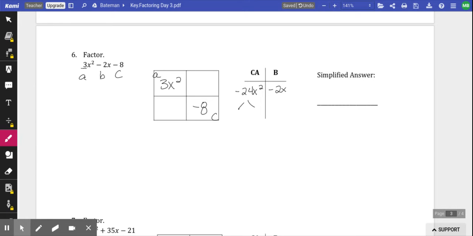Let's start with negative 12x times 2x. Those don't add to be negative 2. Negative 6x times 4x. I notice that that does add to be negative 2. And therefore I can complete my box.